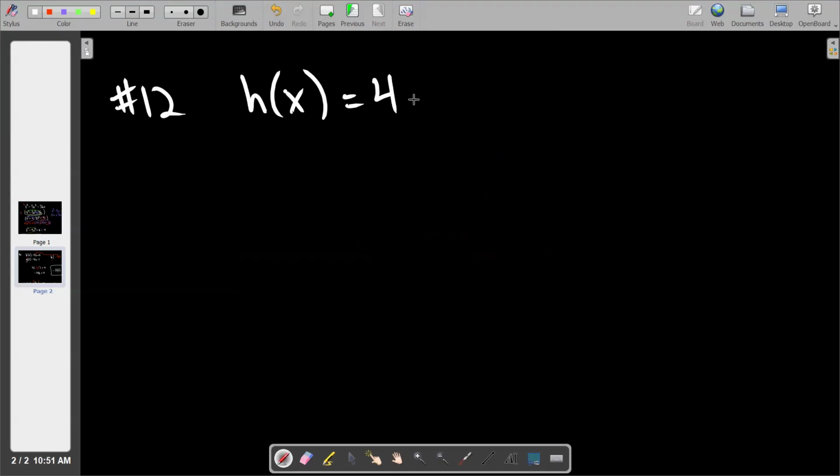Four, plus two. And we're finding h of what? x plus two. Okay. So really, again, what it means is this red is going to go in place of this red. That's all there is to it. So the function just awaits your input.